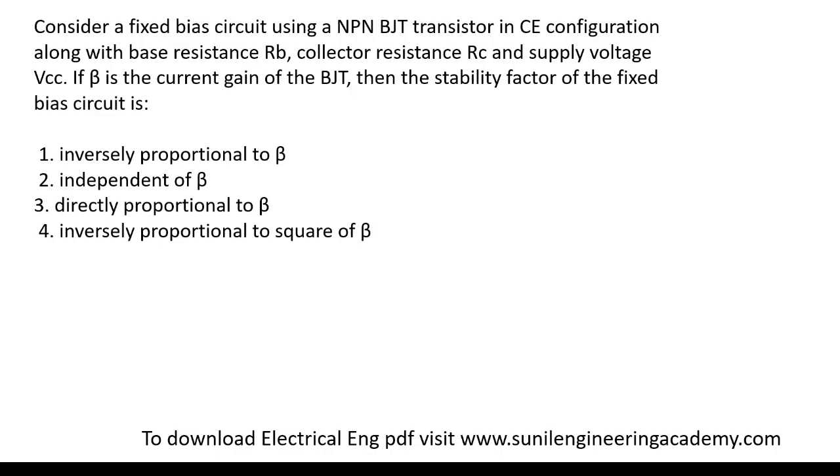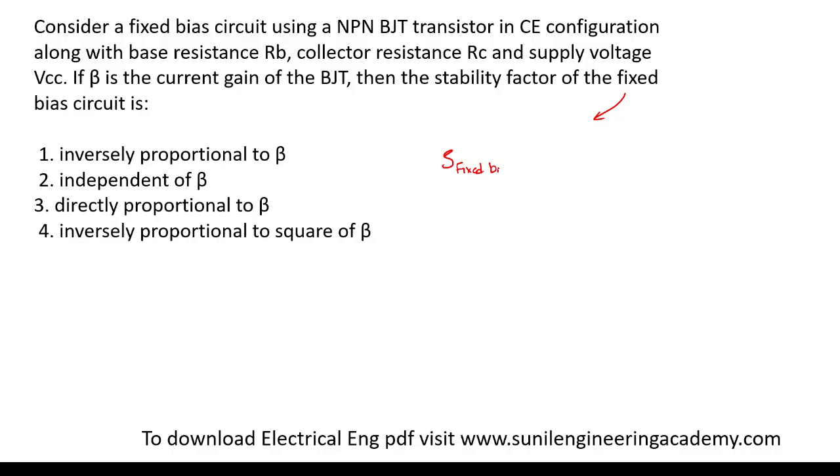Consider a fixed bias circuit using an NPN BJT transistor in CE configuration along with base resistance RB, collector resistance RC and supply voltage VCC. If beta is the current gain of the BJT, then what is the stability factor of the fixed bias? A very easy question, guys. The question seems to be very big, but the answer is very small. We know very well the stability factor in fixed bias.